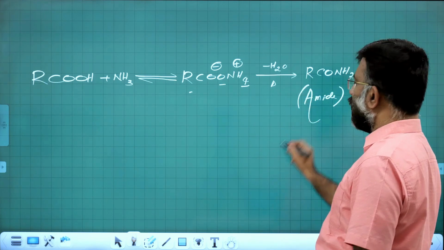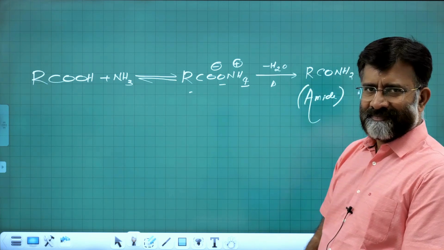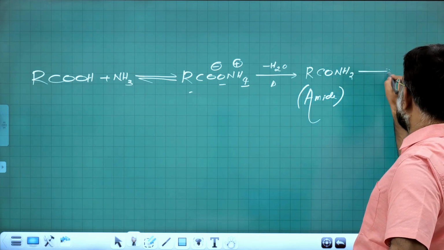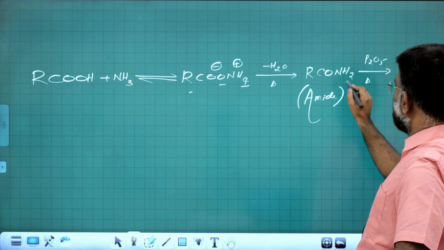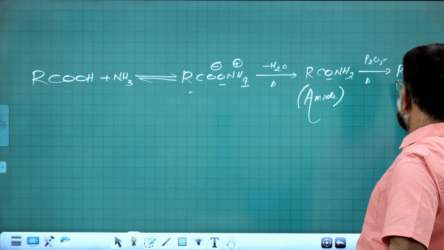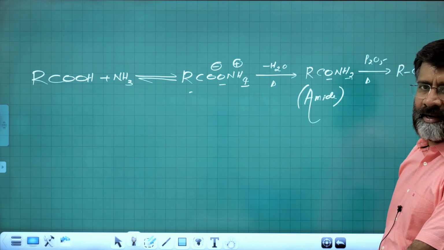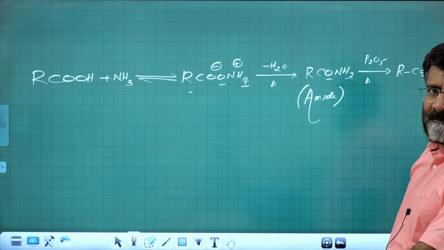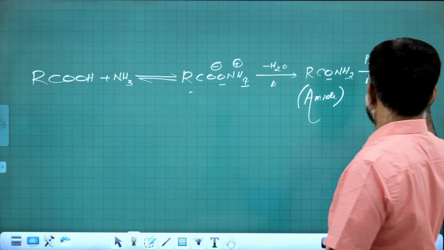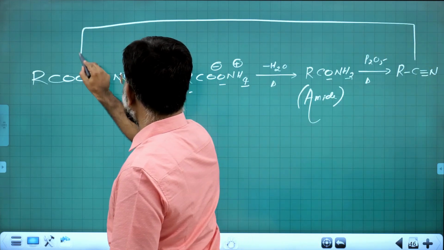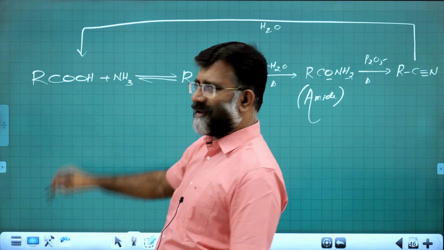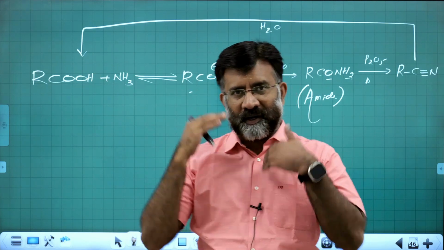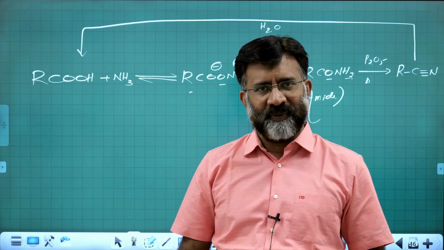You get the amide. And if you try a stronger dehydration procedure, say with P2O5, again water will be out and you get cyanide, RCN. Nitrile will be obtained. Right? And already we have seen nitrile upon hydrolysis gives this. So try to memorize in that way. Okay.